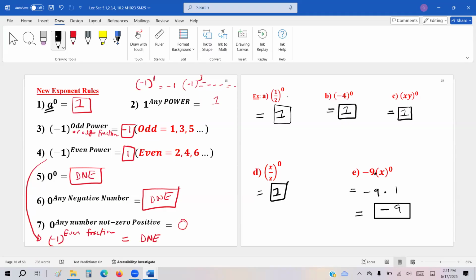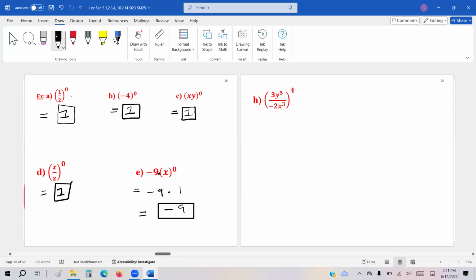So when you have a number outside of the base, you have to multiply that number with your something to the power 0. In other words, exponent comes first and then multiplication.